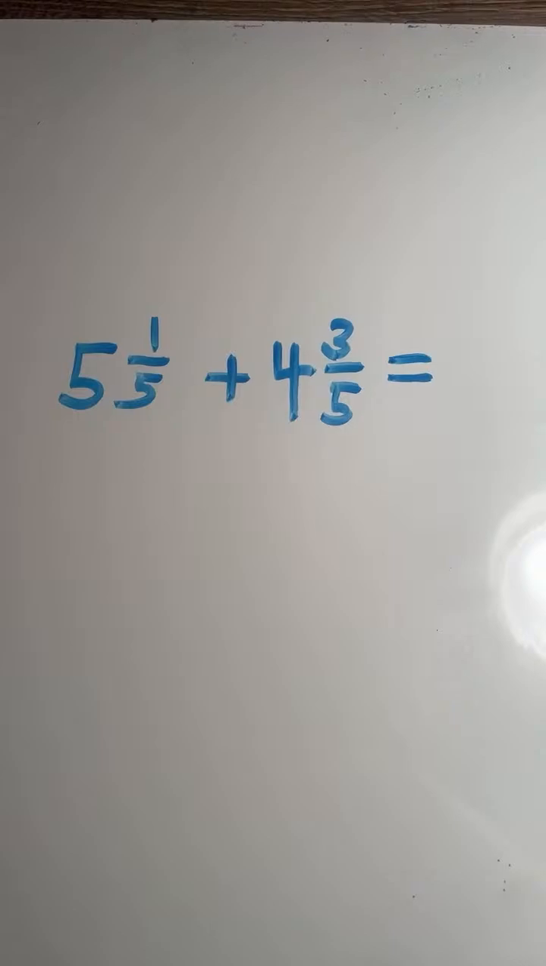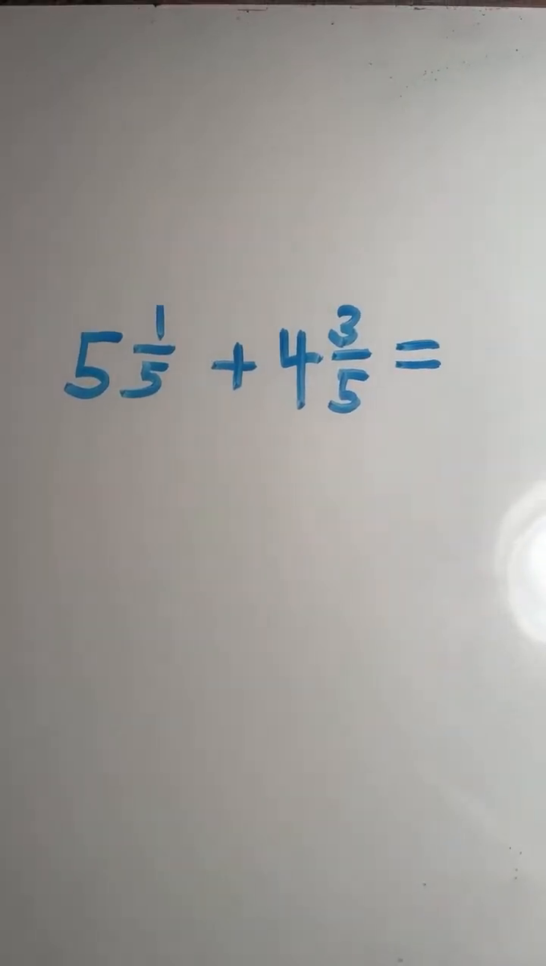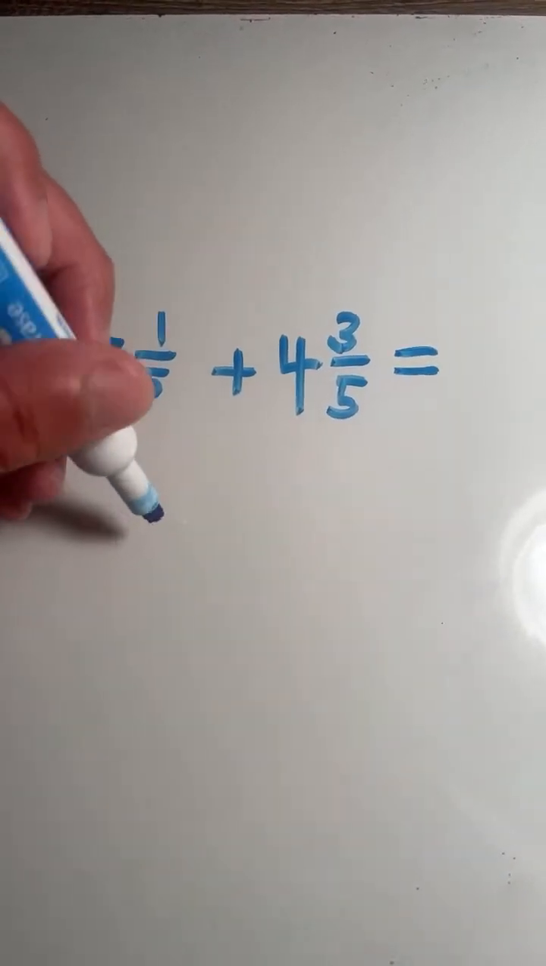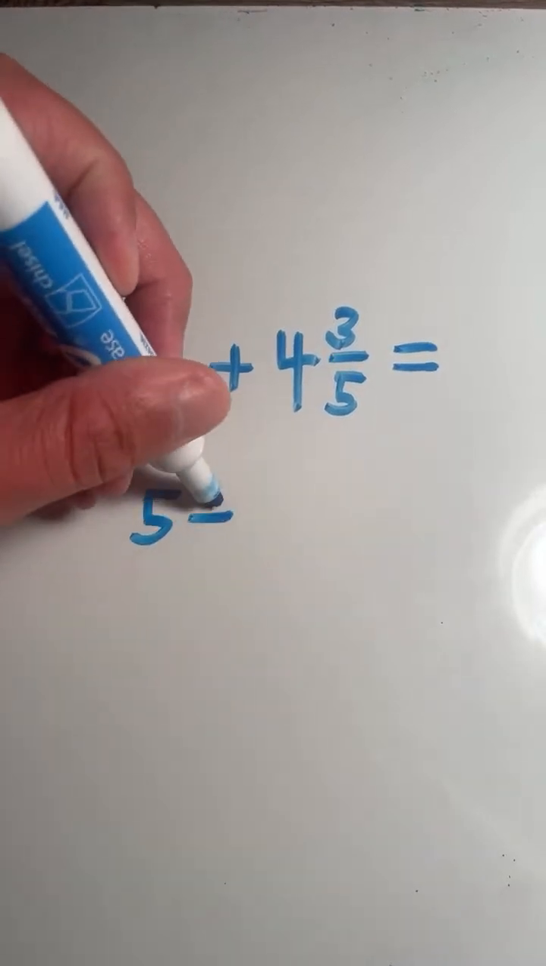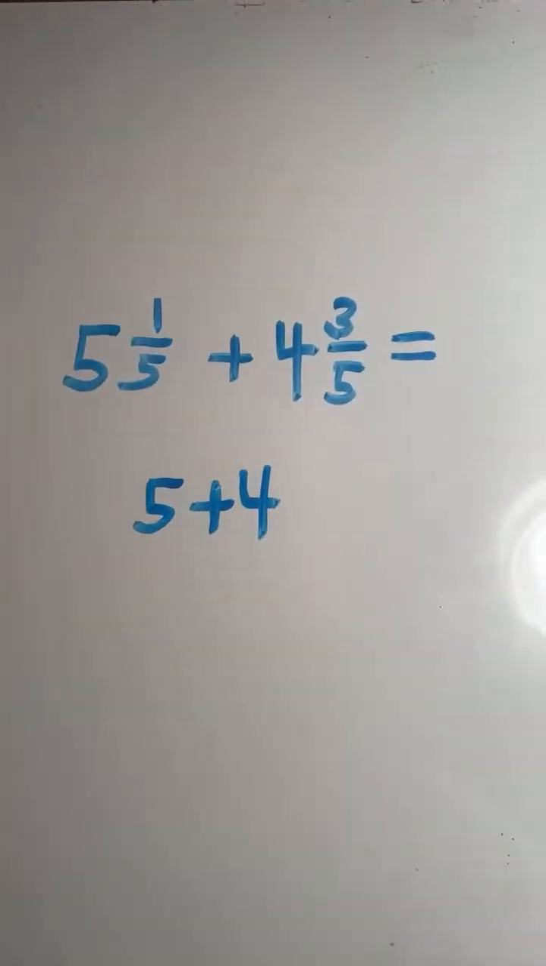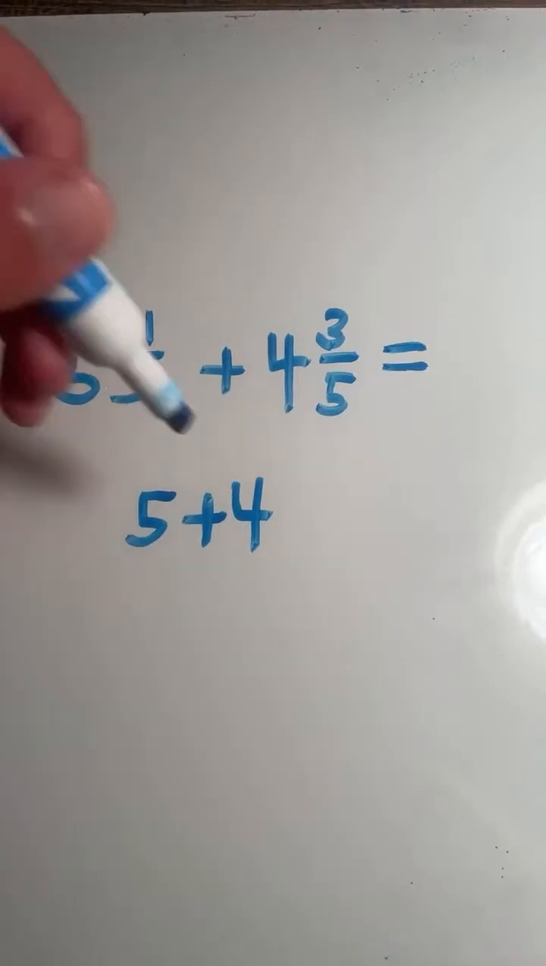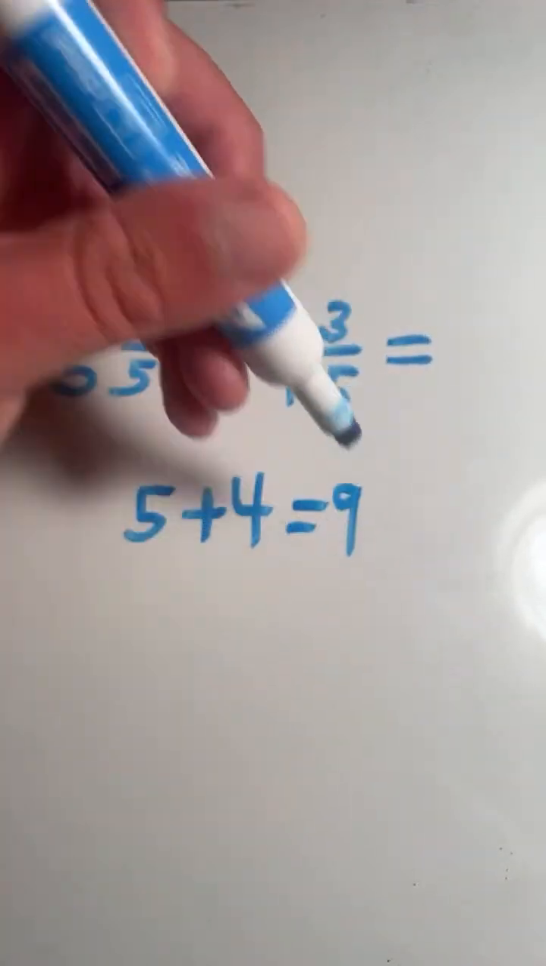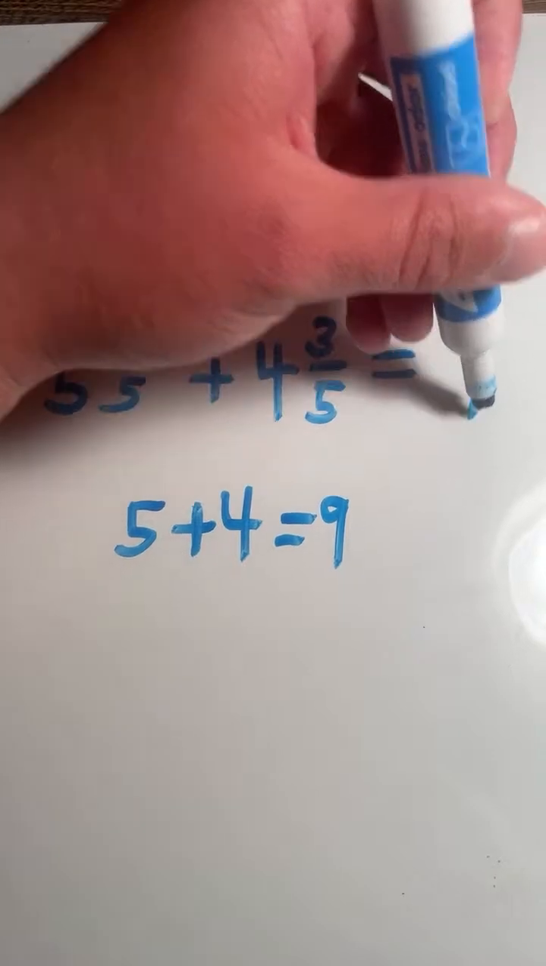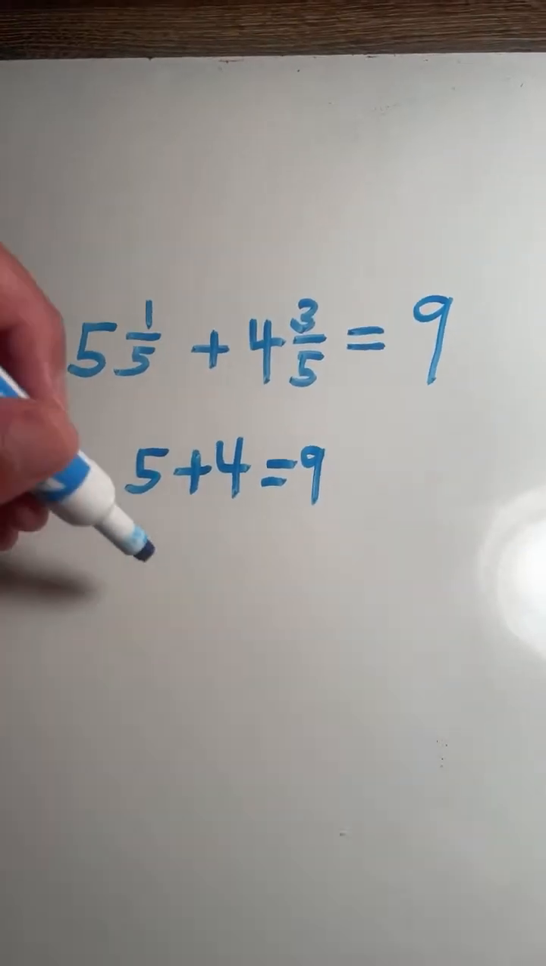So mixed numbers can be added in two simple steps. Step 1, we add the whole numbers. So we're going to add 5 plus 4. Simple one-digit addition here. 5 plus 4 equals 9, so 9 is our whole number. That's step 1. Step 2, we add the fractions.